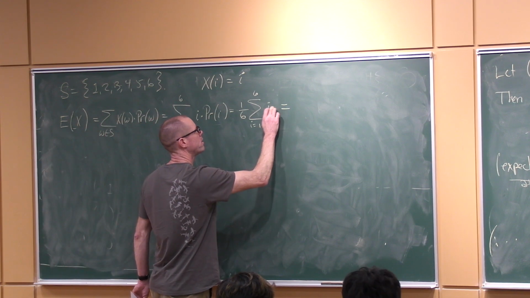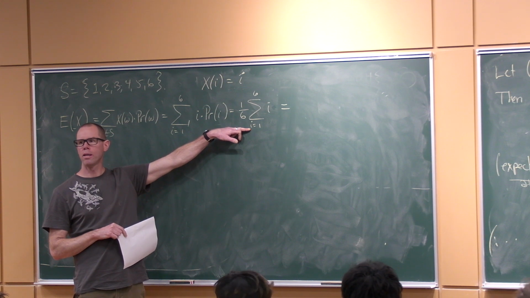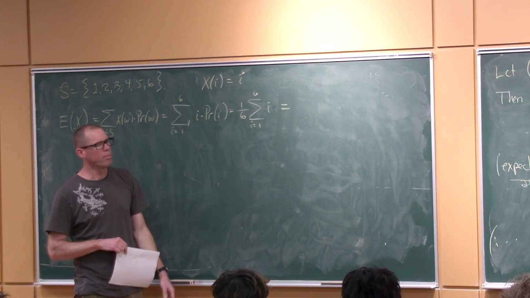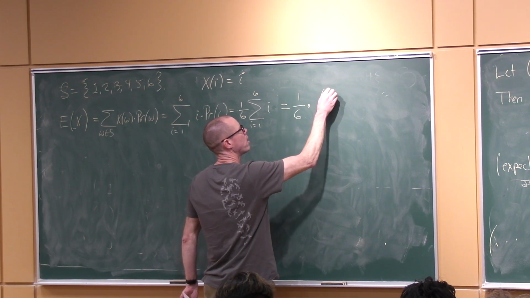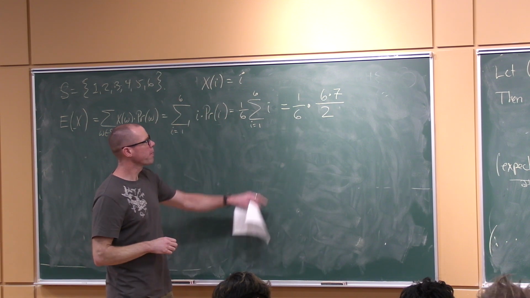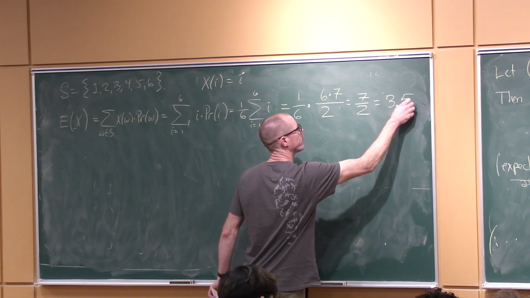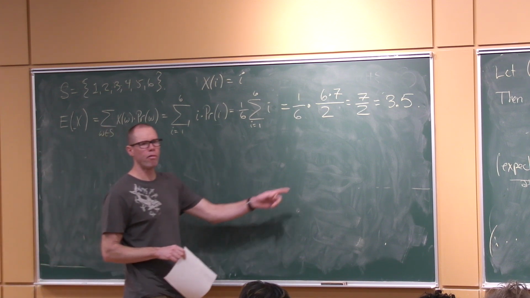And does anybody remember what Gauss told us about these things? 9-year-old Gauss said that a sum like this, i equals 1 to n, is n times n plus 1 over 2. So we get 1 over 6 times 6 times 7 divided by 2. The 6's cancel, and we get 7 divided by 2, 3.5. So when we roll a 6-sided die, well, the average value or the expected value that we see is 3.5.